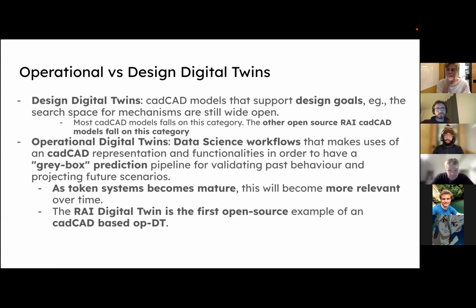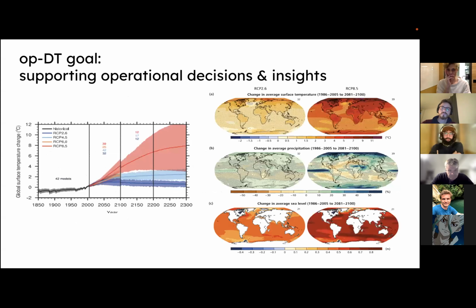And as I said, I think it is an emerging trend. I think that more and more projects are going to have operational digital twins. And I would even risk saying that the RAI digital twin is the first open source example that we have of that. So it's really an innovative thing. So just to explain a bit, what is the goal of an operational digital twin?